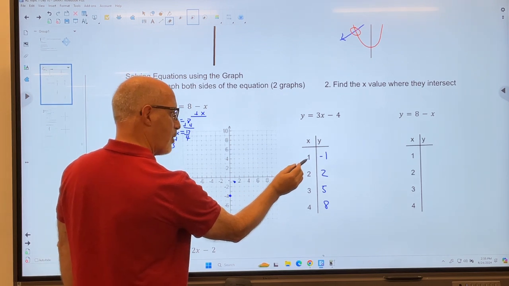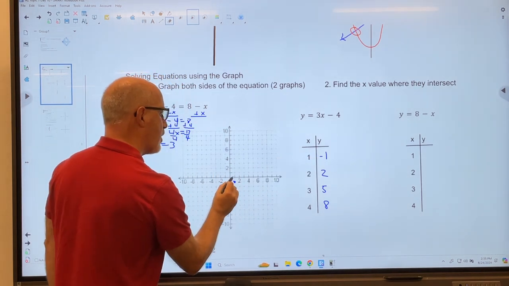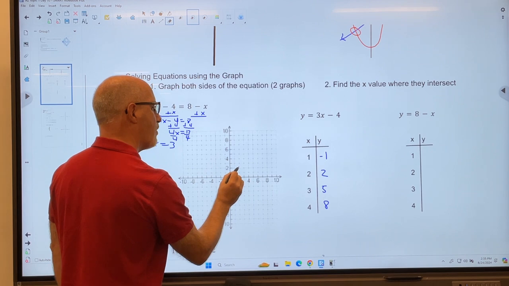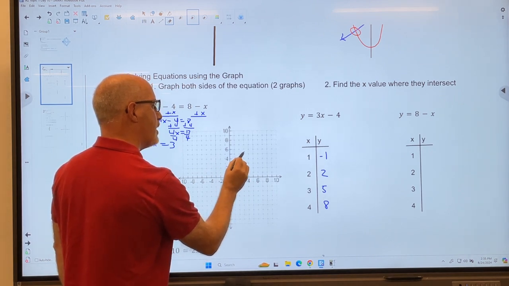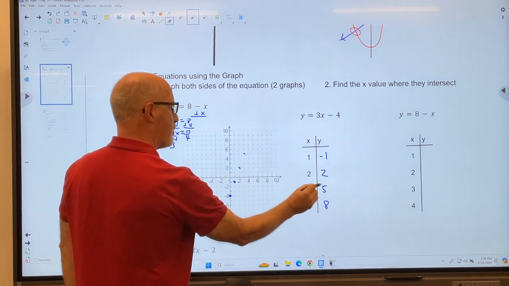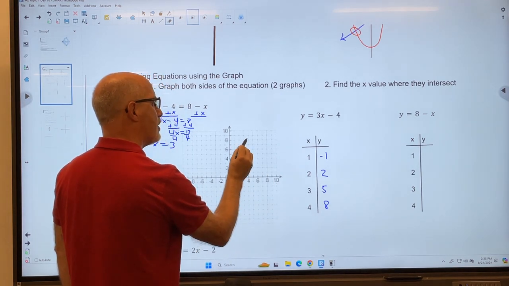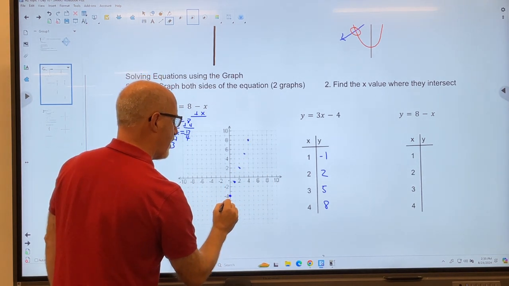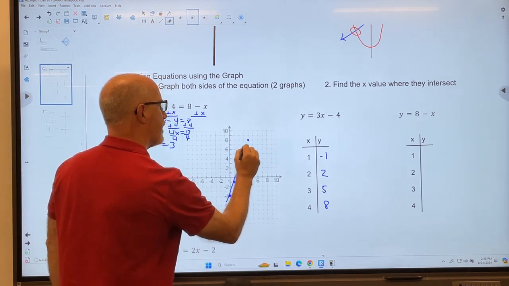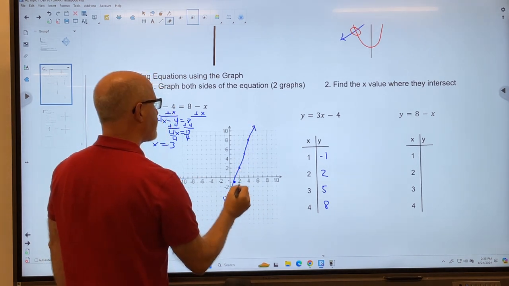Notice that that's the point 1, -1. So I go up 3, 1, 2, 3, over 1. Up 1, 2, 3, over 1. There's my point 3, 5. Up 1, 2, 3, over 1. So there is my graph of this line.